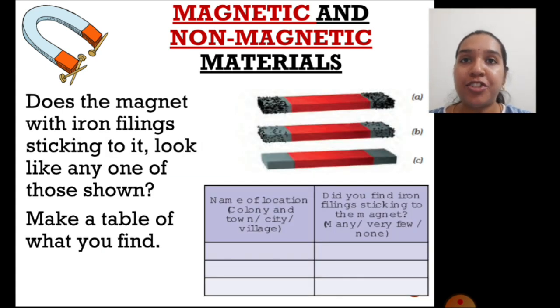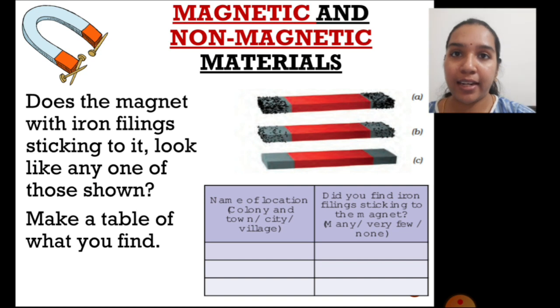But students, if we try to attract the iron filings in the soil using a magnet, does the magnet look like any of those shown here in the images? Find out by trying this activity. And also note down your readings in your notebook in a table shown here, where you write the name of the locations you have tried testing, and opposite to it in the other column you write down your observations of the magnet, whether the iron filings stuck to it are many, or very few, or none of them have been attracted by the magnet. This will let you know whether the soil mixture is rich with iron particles or not at the area where you have tested.